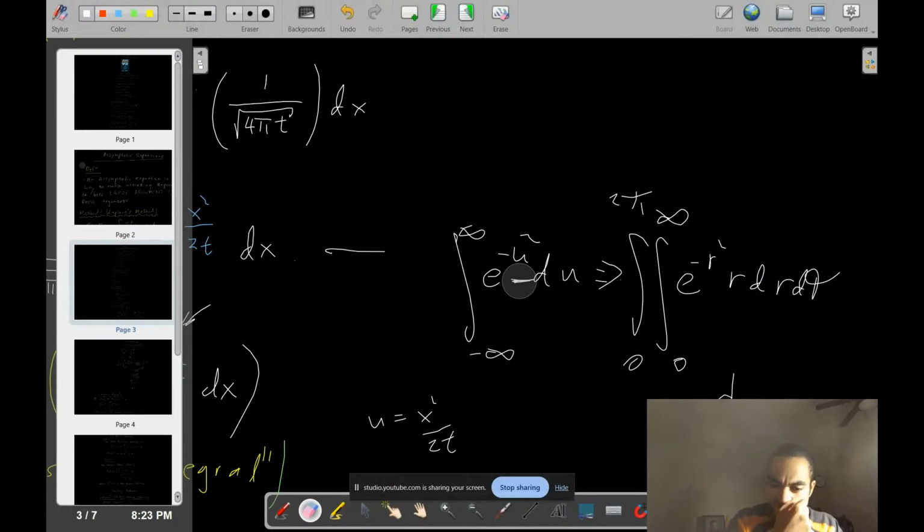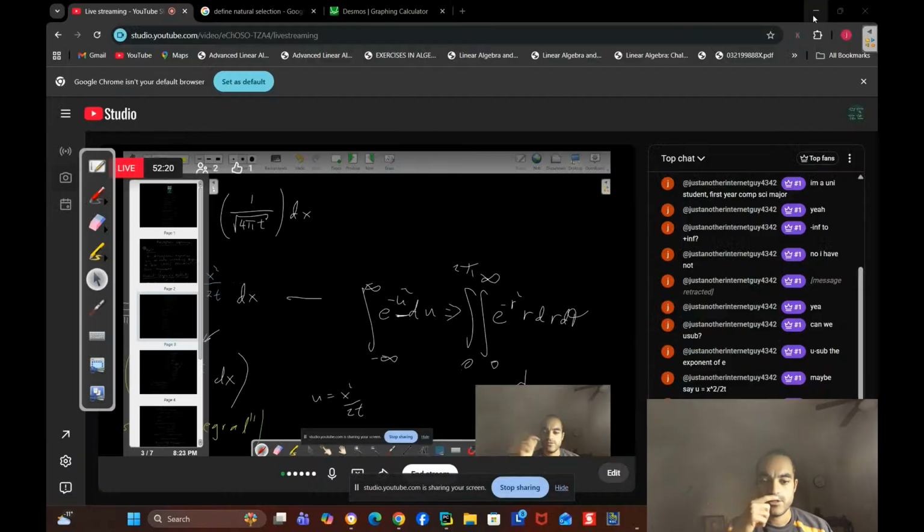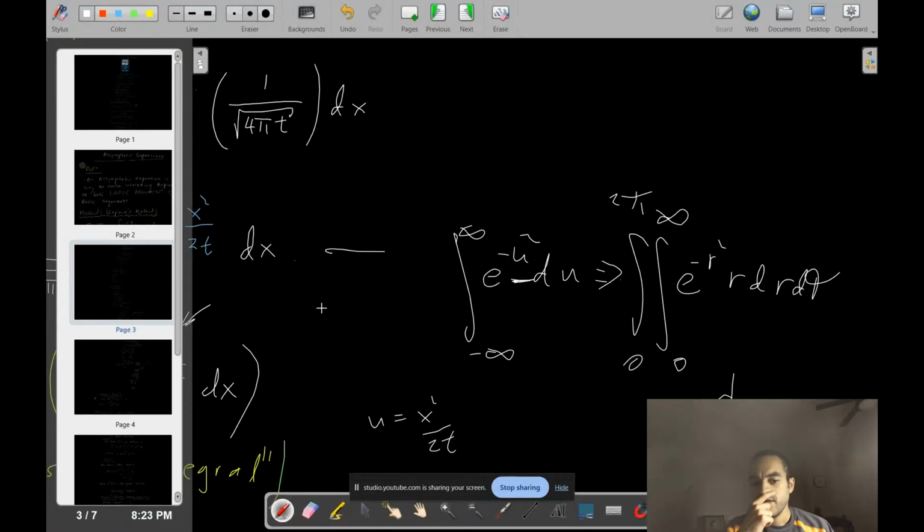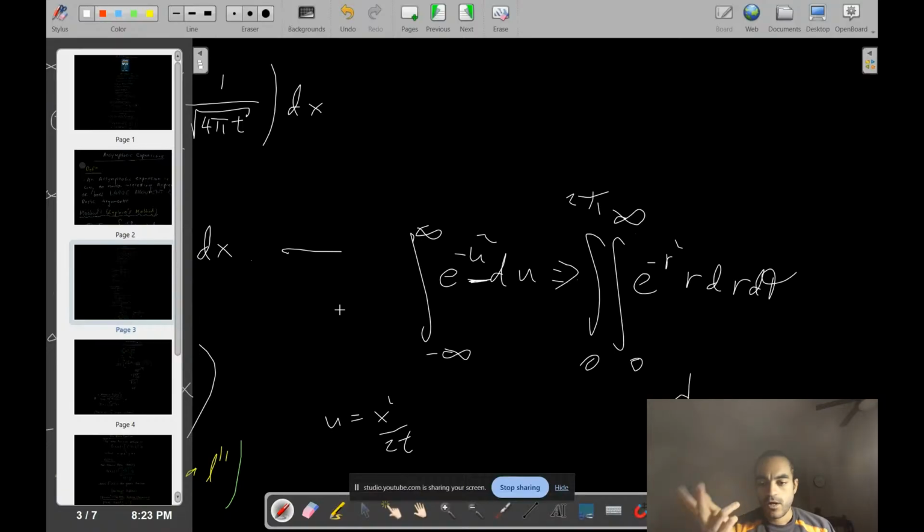You understand what I mean? Right? Does that make sense? Because you want to get it in terms of e to the negative u squared du. Okay? Now, once you have done that, I hope you know how Gaussian integration works.